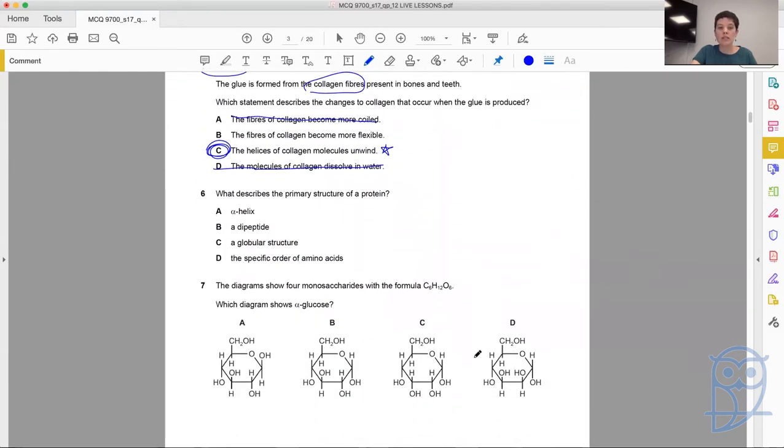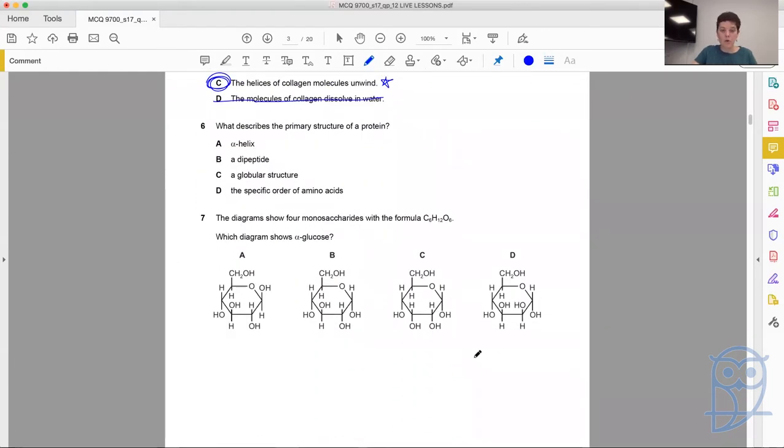Moving on to question 6. What describes the primary structure of a protein? Protein structure is really important. It's really important that you know the details of what each level of structure is, how they relate, how they are formed, and what bonds are involved. So the primary structure of a protein is our amino acid sequence.